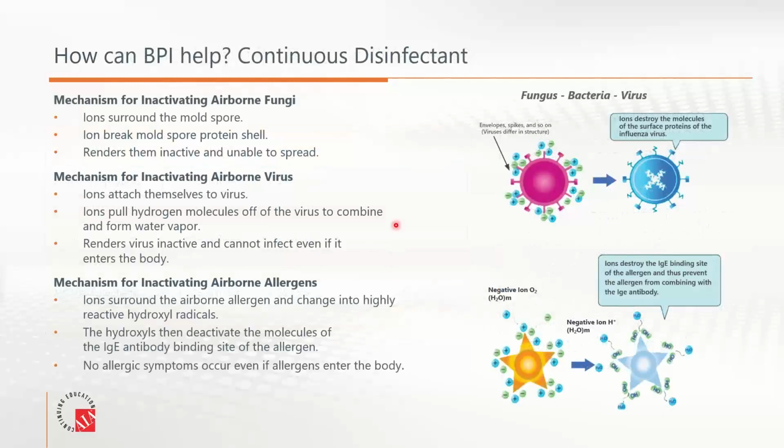So how does bipolar ionization become that disinfectant? Essentially, and this is the unique part, the mechanism is that when the ions are created and they're traveling through your airspace, they will attach onto the fungus and the bacteria. In that process, they're basically pulling off the hydrogen, and at that point they create this hydroxyl radical that basically kills the fungus and the bacteria.